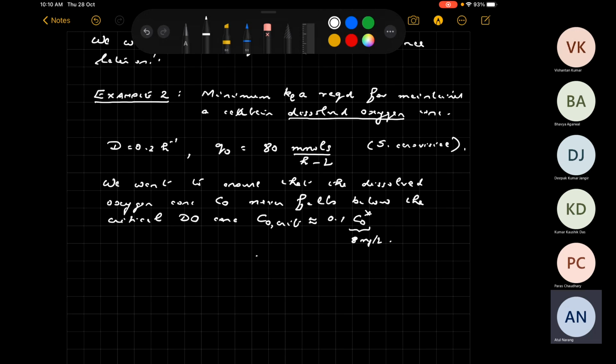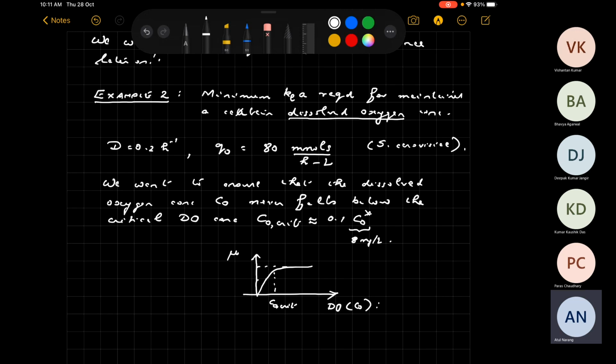So stated differently, if I draw this graph here, if you take a look at the specific growth rate of cells and plot the dissolved oxygen concentration, or what we call CO over here, you basically have a picture that is like this. And this critical concentration is something in this neighborhood. This concentration is called CO critical.